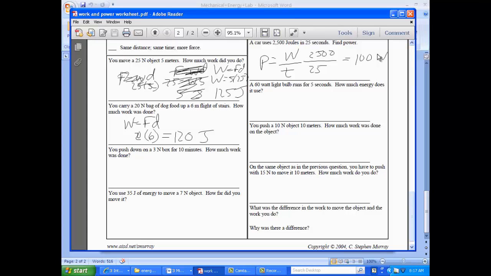Last one I'm going to do here, a 60-watt light bulb runs for 5 seconds. How much energy does it use? So power equals work divided by time. Watts is power, so we have 60 equals energy, so it's going to be work divided by time. What's it going to be? Fantastic. All right.